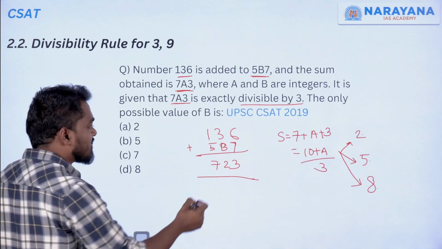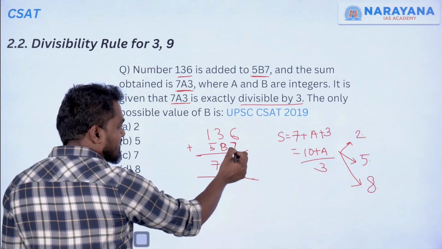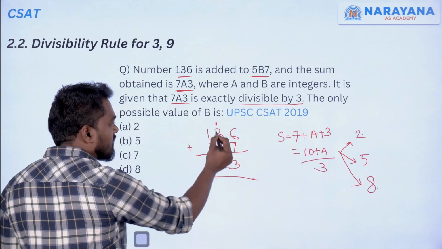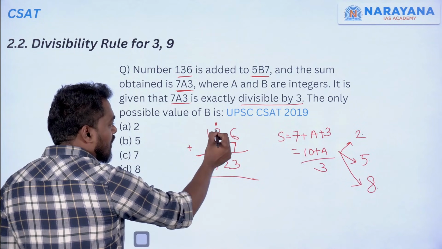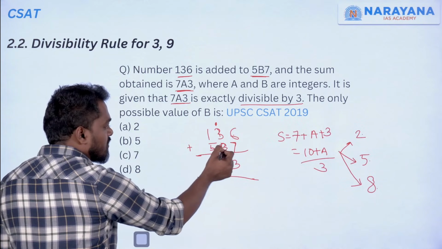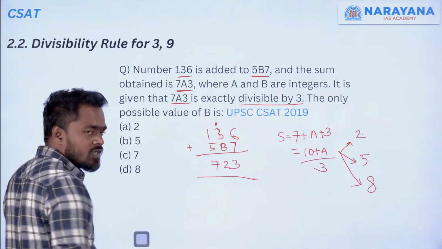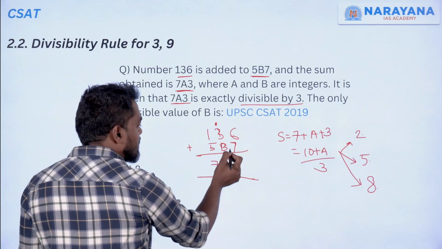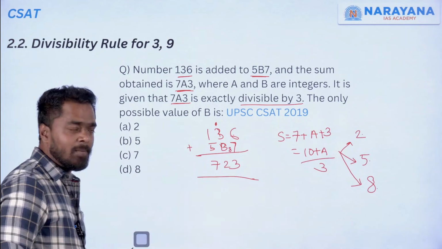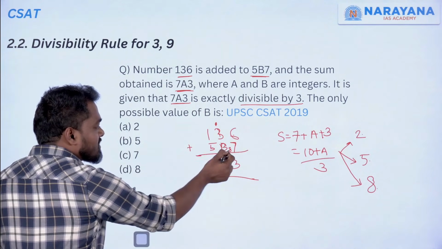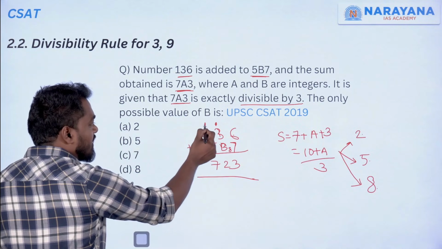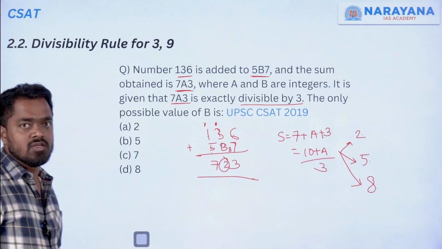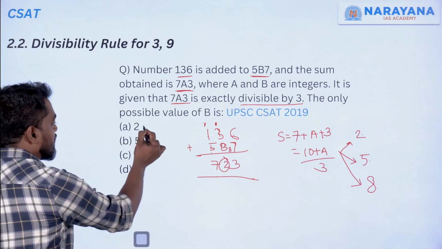So what are the possibilities? See, if you add 6 plus 7, 13, 1 is carried. 1 plus 3, 4. 4 plus b is 2. So what number, if you add it to 4, you will get 2? So that means b should be 8. Okay. So 1 plus 3 plus 8 is 12. Again 1 is carried. 1 plus 1 plus 5 is 7. So 2 is possible.